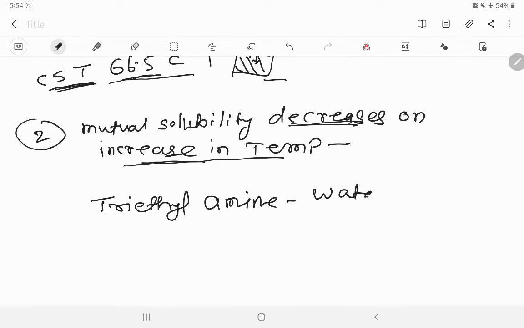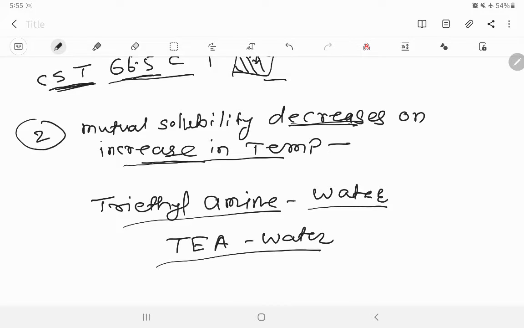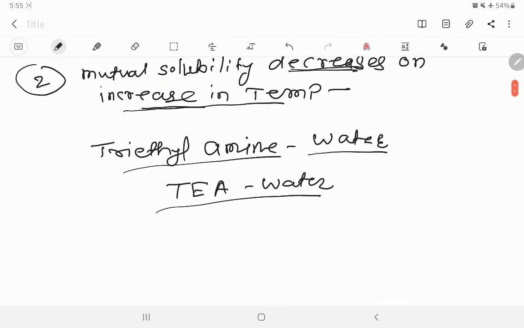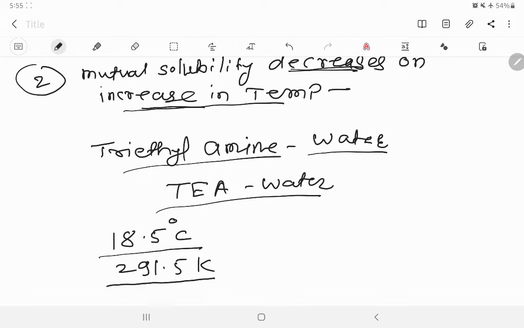Triethylamine water system, TEA water system. Now what happens in case of triethylamine and water? Below 291.5 Kelvin or 18.5 degrees Celsius, this triethylamine and water are completely miscible with each other in any proportion.